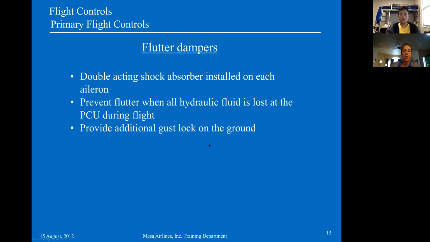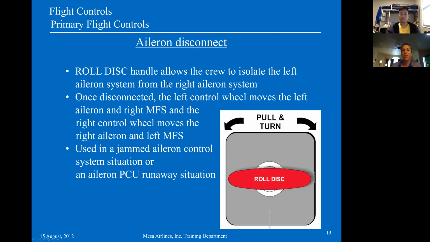Okay. Flutter dampers prevent flutter. It's all hydraulic fluid. Gust lock on the ground. Aileron disconnect. Why in the world do we have an aileron disconnect?